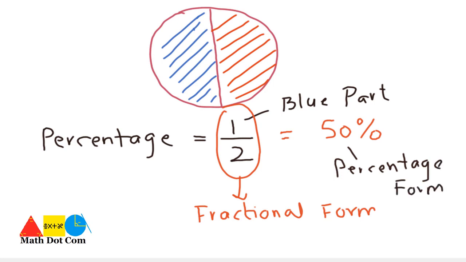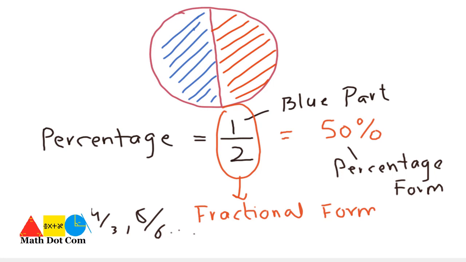Fractional form is a form in which we write a certain number in the form of numerator and denominator. When we express any number in the form of denominator and numerator, it is called a fractional form. It could be 3 by 4, 4 by 3, 5 by 6, or any number. And the percentage is any number when we write it in the form of percentage. Another thing is the decimal form.